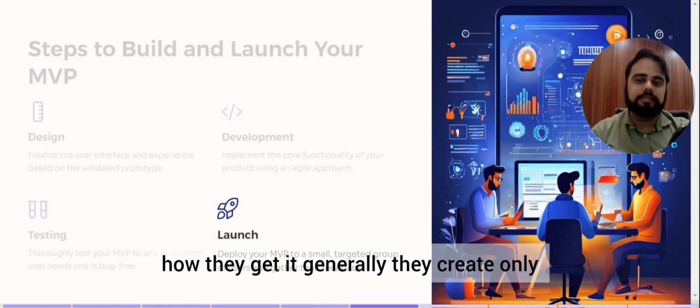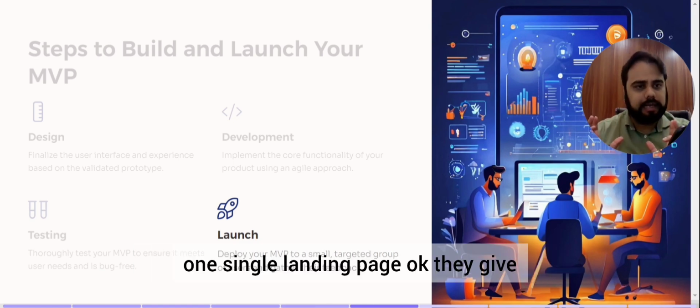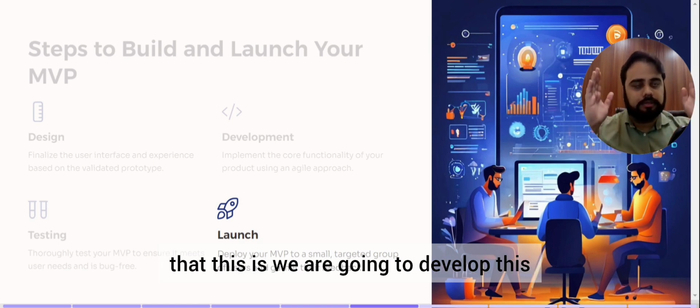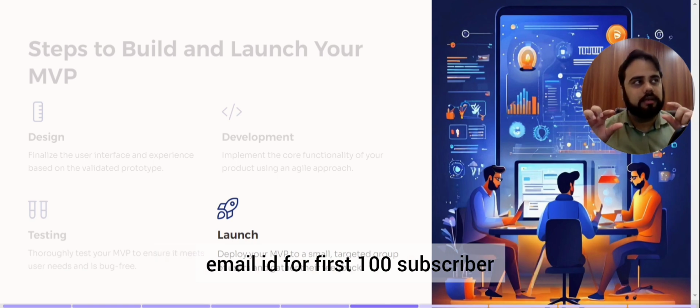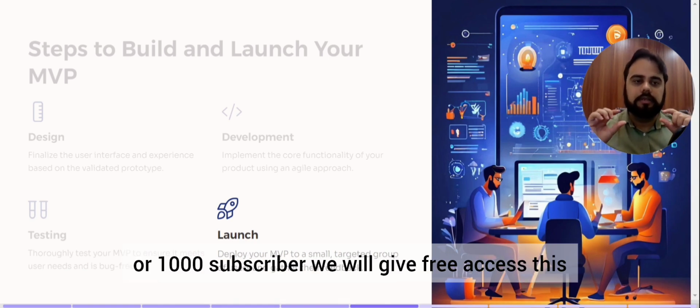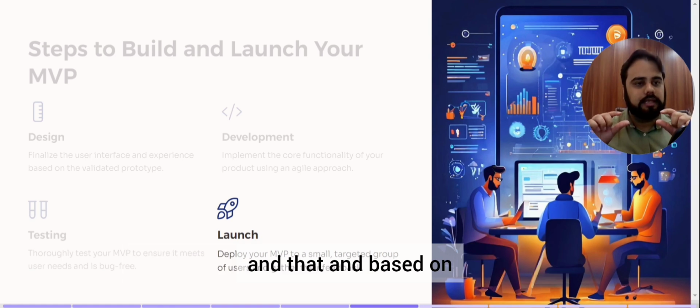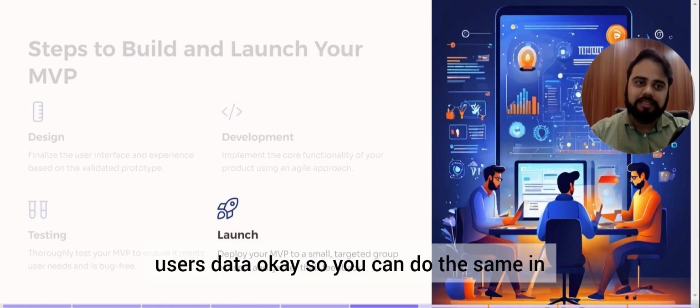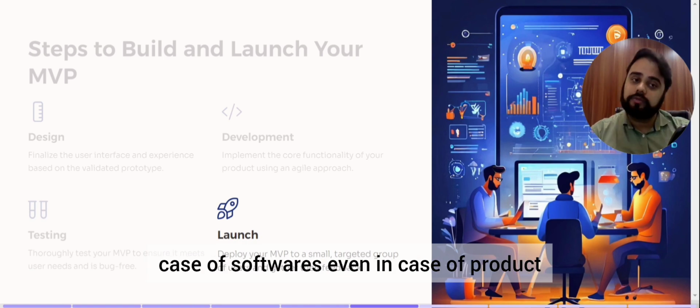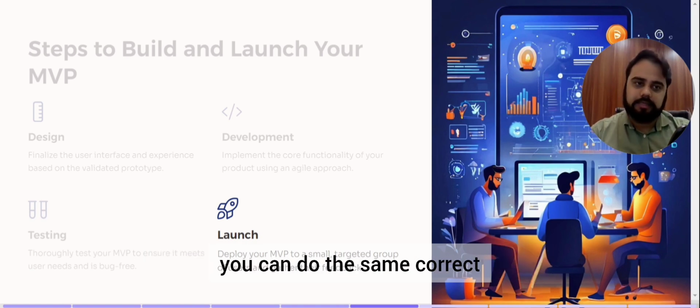How do they get them? Generally they create only one single landing page. On it they say this is what we are going to develop, this will be the offering. You just provide your email ID. For the first 100 or 1000 subscribers, we will give free access, this and that. Based on that only, they collected 75,000 users' data. So you can do this too in case of software. Even in case of a product you can do this.